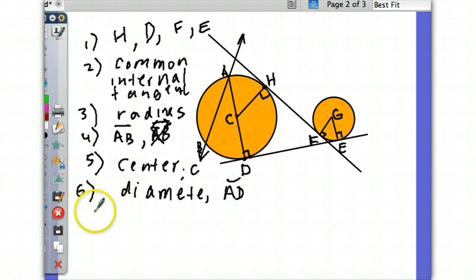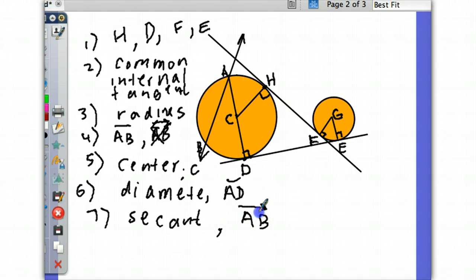All right, number 7, Grant. Line AB. All right, now we got a line. Line AB. Jessica B, what's that? Line AB. Yeah. Jessica. Yes. How do they say it? Secant. That's a secant. All right, that's line AB, intersecting the circle in 2 places. All right.